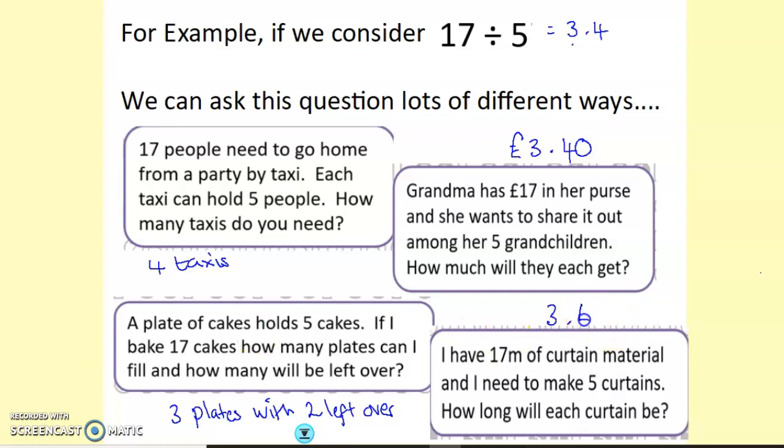It's because I was saying 5 and writing 5. Each curtain could be 3.4 metres. That one I can just take my answer. Okay.